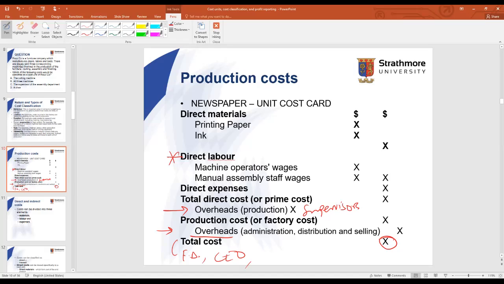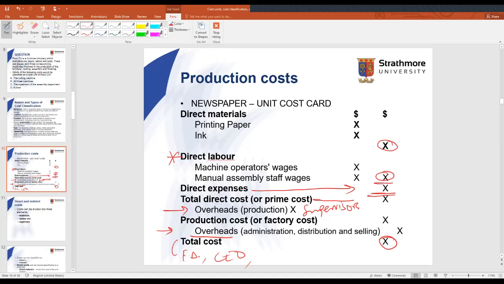Just take a note here. The cost of material and the cost of labor, these two combined, give the total direct cost. The total direct cost is also referred to as the prime cost.